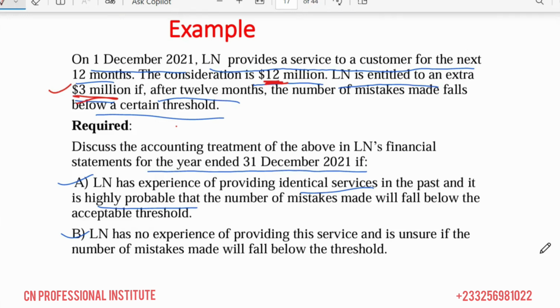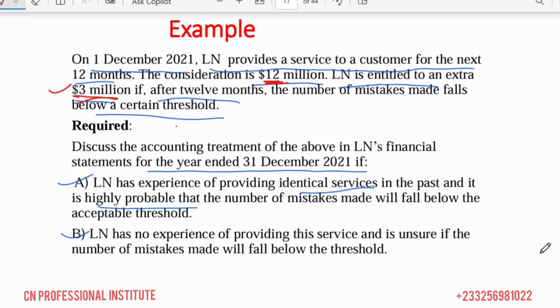It is based on something. It is contingent on something. If they are able to reduce the mistakes to the minimum, that's when they record the 3 million. So the 3 million is what we call the variable consideration. If you come to A, for the 12 million, the fixed consideration, that one is cool. We will record it. But the issue is, should we record the 3 million as a variable consideration, or shouldn't we?